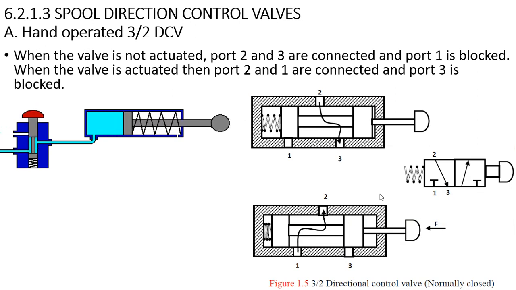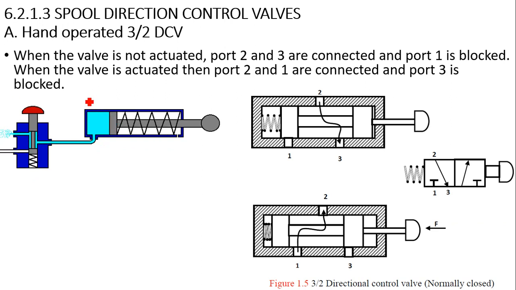Now what is this spool direction control? As shown in the first diagram, there is a spool inside the valve which moves according to the actuation. You can see a demonstration here: when this push button is pressed, which point is connected, and how the piston is moving. Now this is what a pneumatic circuit is.